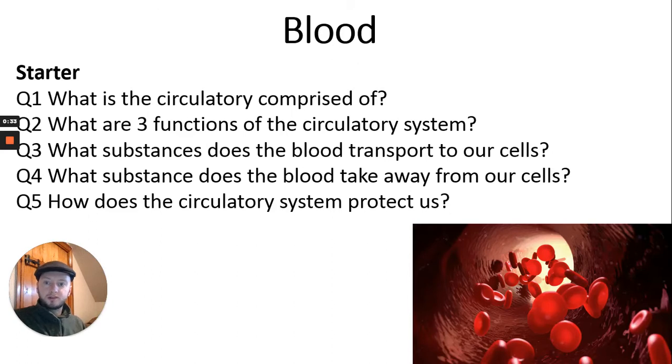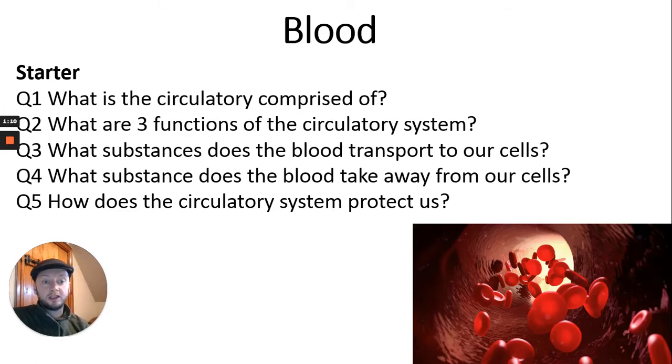Okay, so what is the circulatory system comprised of? Three things. We said the heart, the blood vessels, and the blood. What are the three functions of the circulatory system? Well, there was a picture of a bus for transport, so transporting glucose and carbon dioxide and hormones. There was also a picture of a shield for protecting us against infection. And there is a picture of a thermometer, which shows that the blood helps us to control or regulate our temperature.